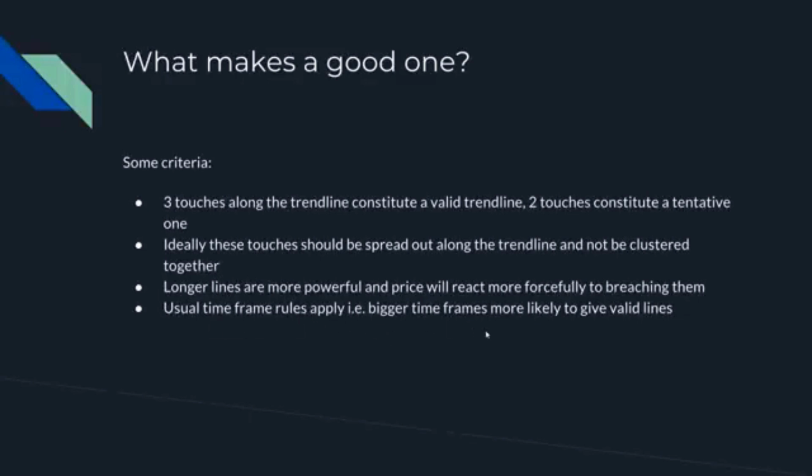There's a comment here about bigger time frames more likely to give valid lines. This doesn't mean what it means for the other indicators and stuff I talked about. This is more if you're trying to draw big picture trend lines, don't use the 5, 15, 30-minute time frames for it.